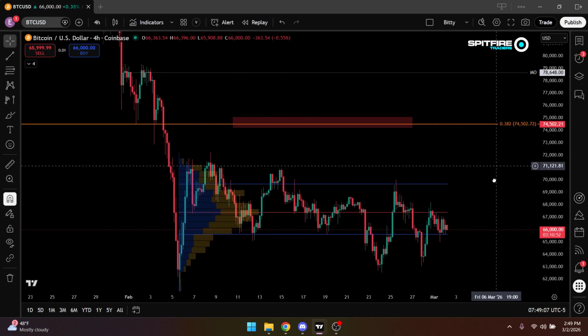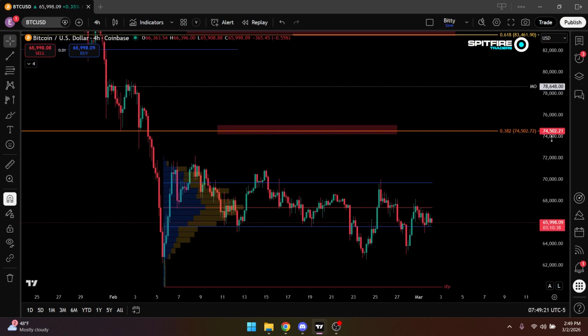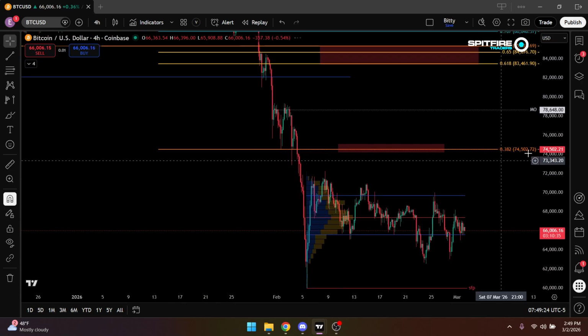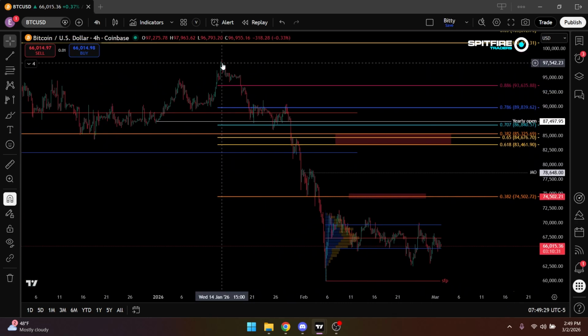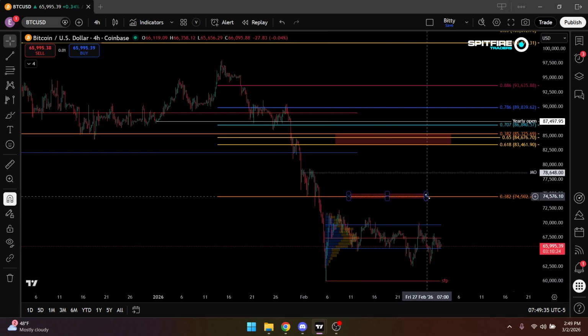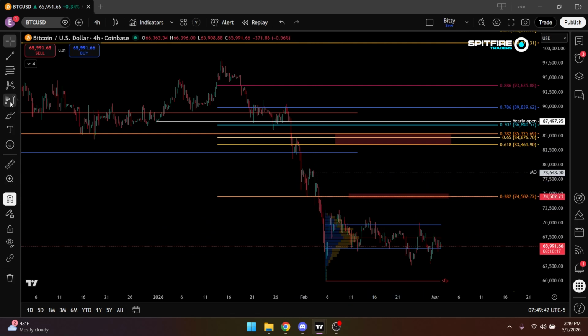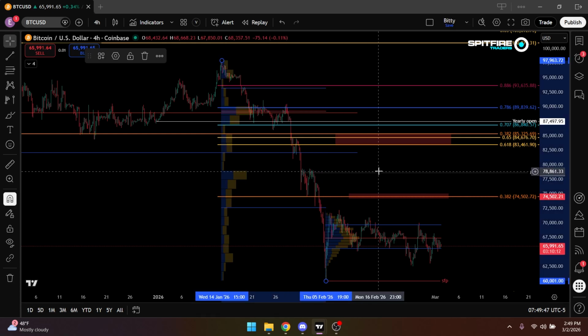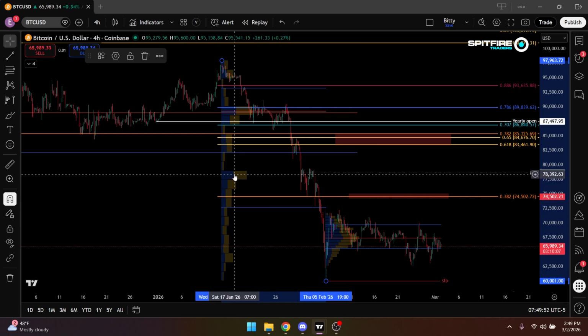Now, in terms of resistance, if she goes up first, we still have this 382 here that, let me remind you, is from our last pivot high, which is this one here, from the start of January to the last low. We have this 382 here. The only thing I don't like about this level is that it's in a thin volume area. And if we add a volume profile from this high here to the low, we can see that we don't have much volume here, a little bit here.